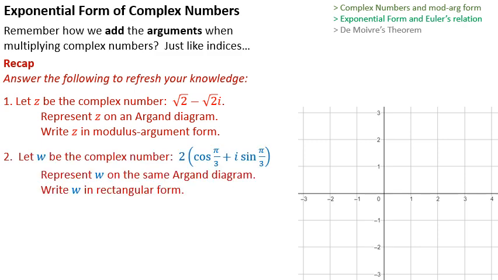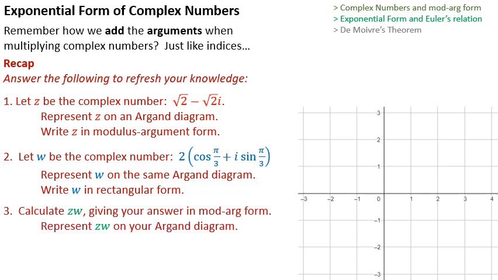For the second one, here's a number that already is in modulus argument form. I'd like you to represent that one on the same Argand diagram and then convert it into rectangular form, a plus bi type thing. So z is already in rectangular form, you're turning it into mod-arg form, and w is the opposite. And finally, multiply the two numbers together, give your answer in mod-arg form, and represent that number on the Argand diagram. Pause the video and work those out, and when you're ready, press play and I'll show you mine.